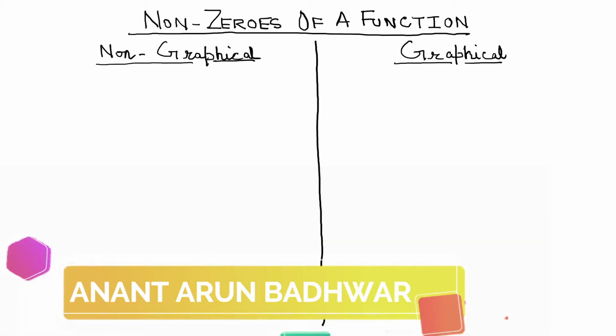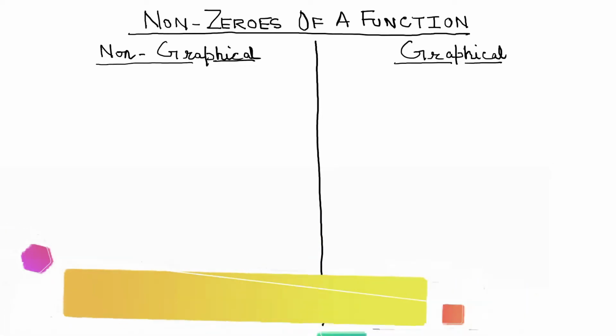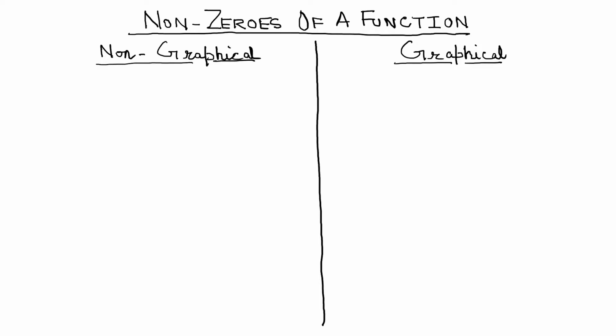In this session, we shall be discussing the non-zeros of a function. So let's start. The prerequisite for this session is that you should know what a function is, and you should know the investigative parameters of a function like domain, range, zeros, etc. Once you know this, it becomes easier to take your learning to the next level, which is talking about the non-zeros of a function.